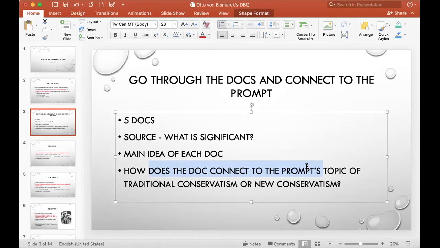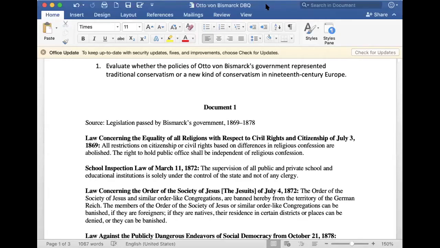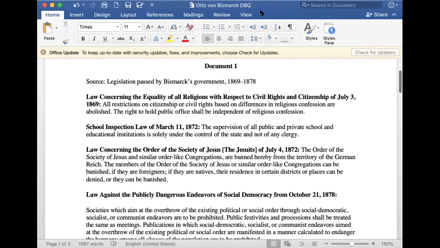So how does the document give us facts and tell us what's going on about traditional conservatism or new conservatism in Bismarck's government? That's what we're looking for in every single document, because that's what the AP question prompt is asking. So let's look at document 1 together. Document 1 is legislation passed by Bismarck's government, 1869 to 1878. If you need a moment, you can pause this and read the document. Let me try and make this bigger for you.